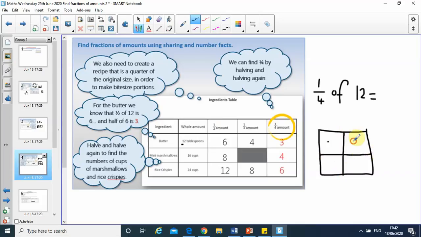Count out 12. 1, 2, 3, 4, 5, 6, 7, 8, 9, 10, 11, 12. 3, 3, 3, 3. I could write the number in. I can actually see that. 3, 3. Tricky with this pen. 3, and 3. So, looking at 1 out of the 4 is 3. And I'm just checking here. Yeah, links in with that, so I know.